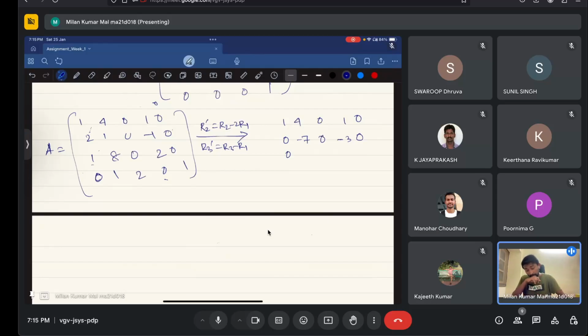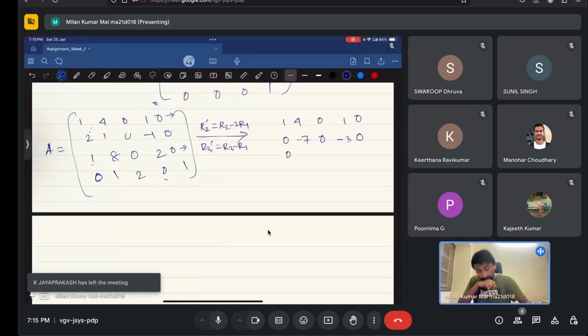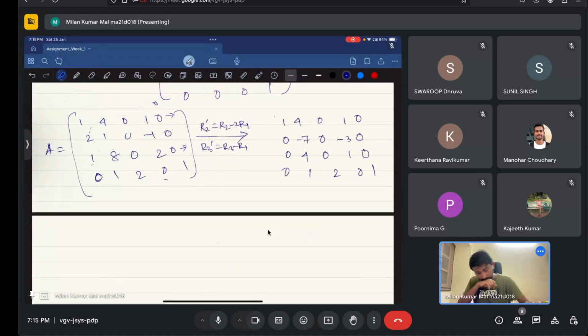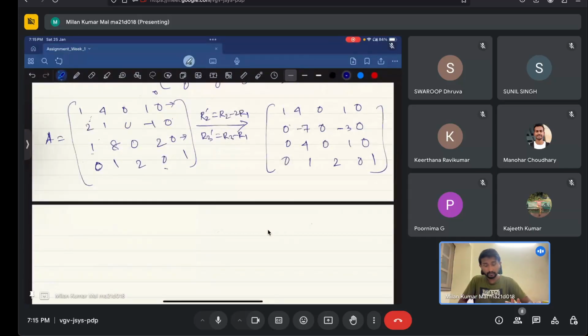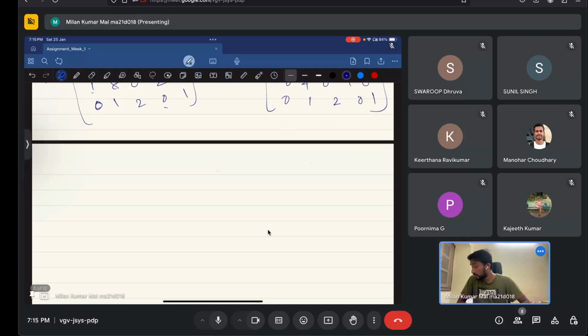So directly subtract, I will subtract row 1 from row 3, that will be 1 minus 1 is 0, and 8 minus 4 is 4, and next will be 0 minus 0, 2 minus 1 is 1 and 0, and after that it will be as it is, right? Now all the entries are made 0. Now let's come to the second row. The first non-zero entry of the second row is minus 7. This is a formality I'm just saying: we have to divide by minus 7 to make it 1. So let's do it.